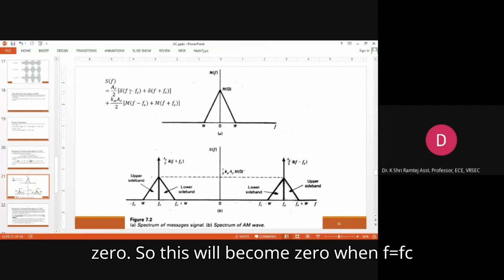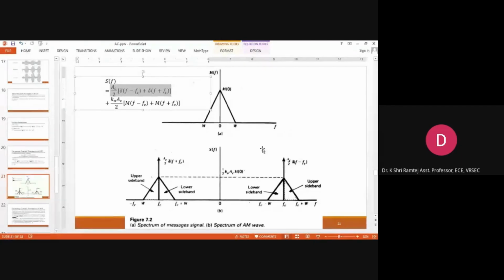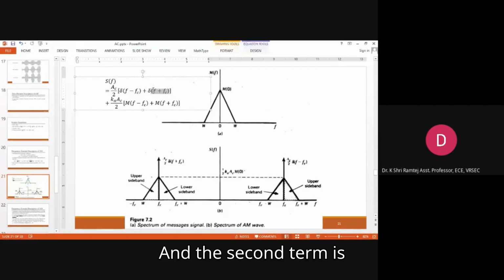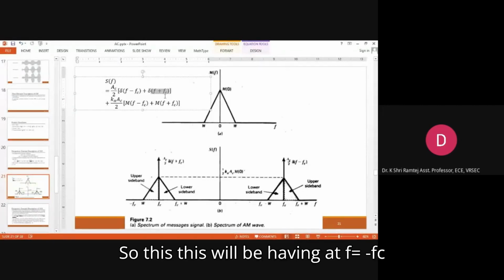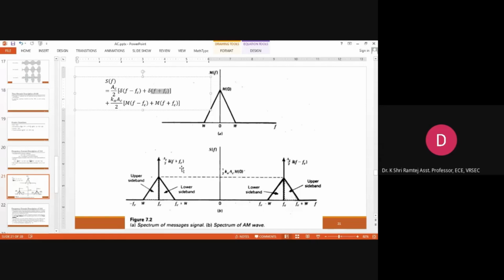So this will become 0 when f equals fc. So at f equal to fc, we have Ac by 2. So this is the first term, Ac by 2 into delta of f minus fc. And the second term is Ac by 2 delta of f plus fc. So this will be at f equal to minus fc. So this will be the frequency spectrum of the second term, Ac by 2 delta of f plus fc.